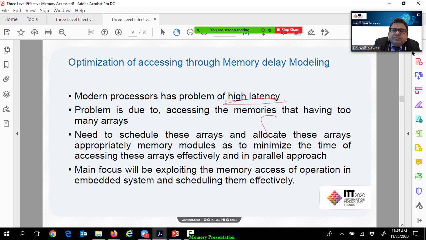So again, because we are using the memory accesses, we are using multiple arrays, and linking those arrays through linked lists and managing this is really intricate. And we need to schedule these arrays and allocate them to appropriate memory modules to minimize the time. Okay, so our main focus is the memory access of operations in embedded systems and choosing them effectively.